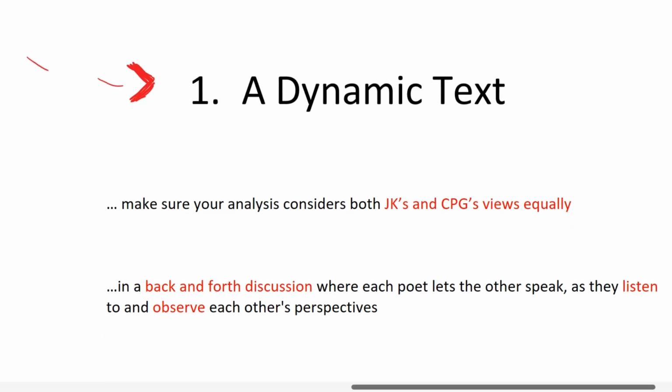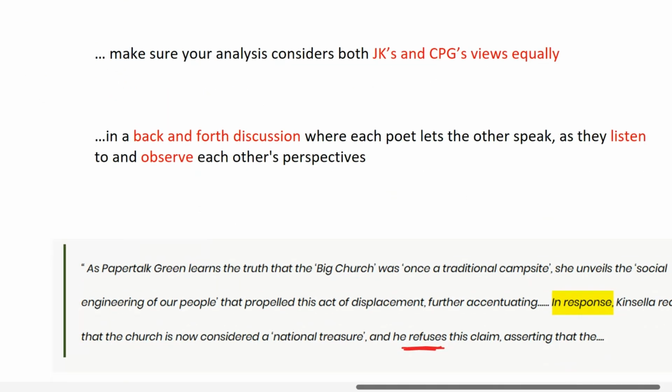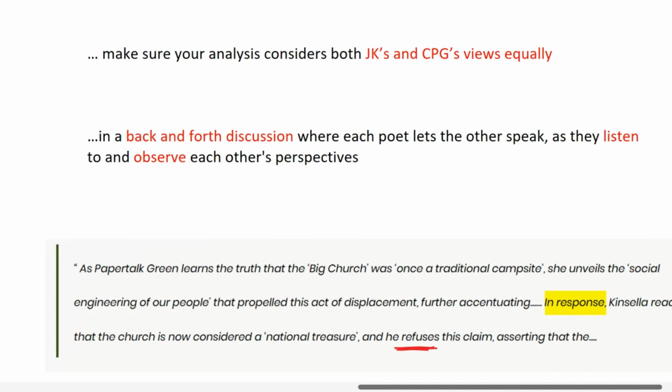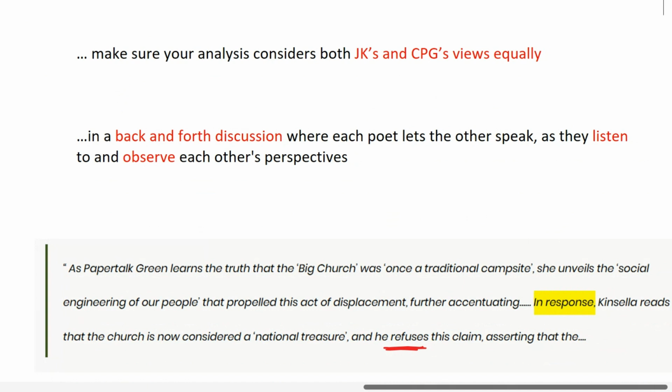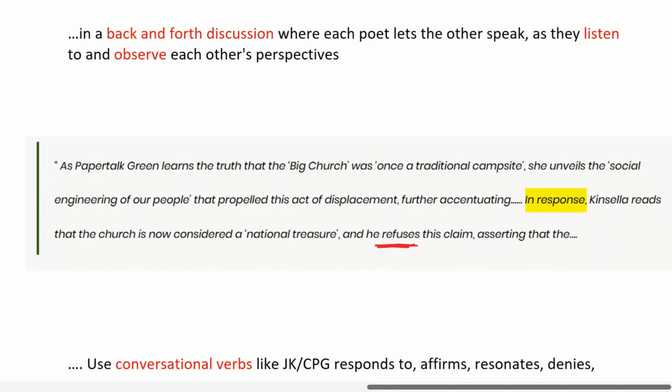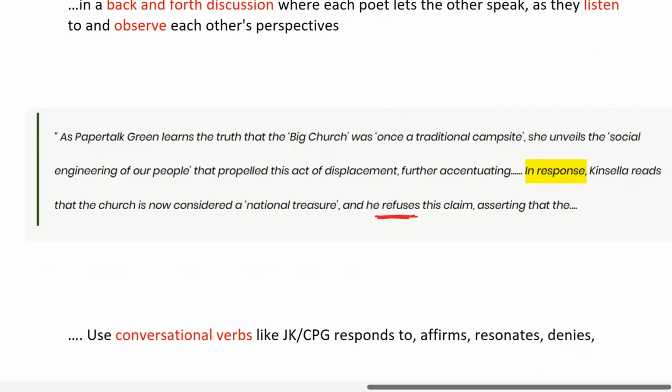Here is an example of where the dynamic nature of this text is considered, and really shows the conversation that occurs between both authors. This example addresses the conversation that is occurring between both poets as they agree and refute certain things. Hence, a tip to make sure the conversational aspect of the poems is addressed between both the authors is to use verbs like JK and CPG responds to, affirms, resonates, denies, shuts down, laments, and so on.